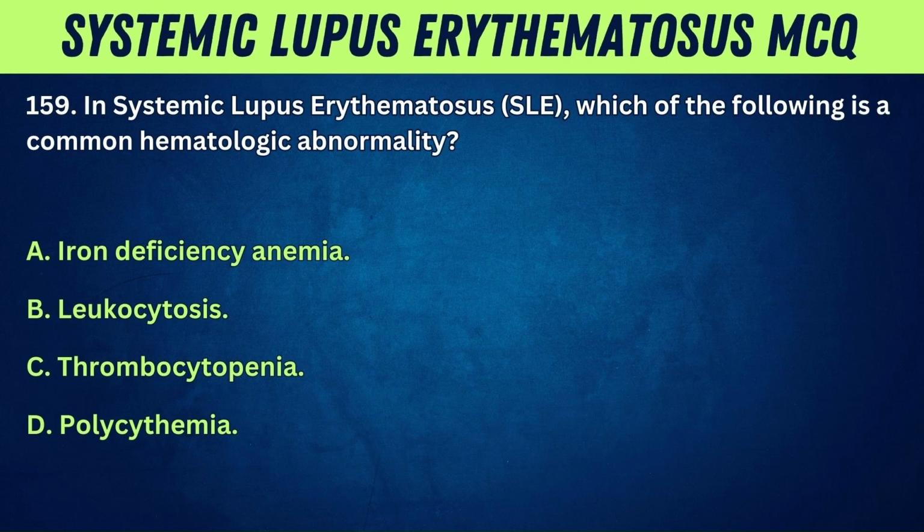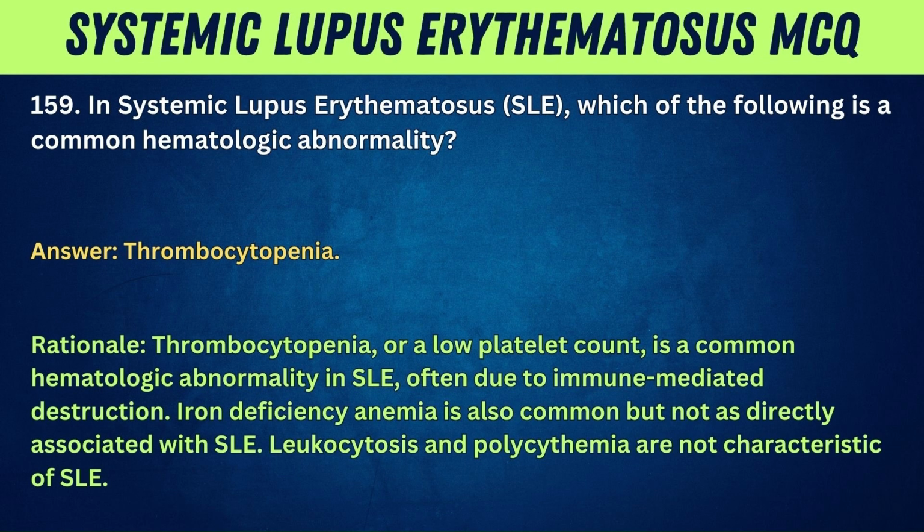159. In systemic lupus erythematosus, SLE, which of the following is a common hematologic abnormality? A. Iron deficiency anemia. B. Leukocytosis. C. Thrombocytopenia. D. Polycythemia. Answer: thrombocytopenia. Rationale: thrombocytopenia, or a low platelet count, is a common hematologic abnormality in SLE, often due to immune-mediated destruction. Iron deficiency anemia is also common but not as directly associated with SLE. Leukocytosis and polycythemia are not characteristic of SLE.